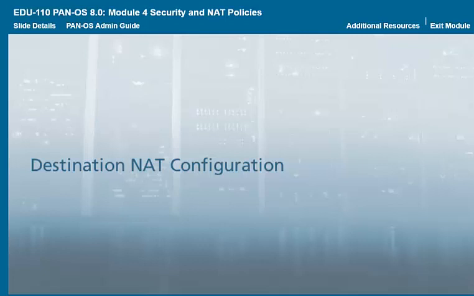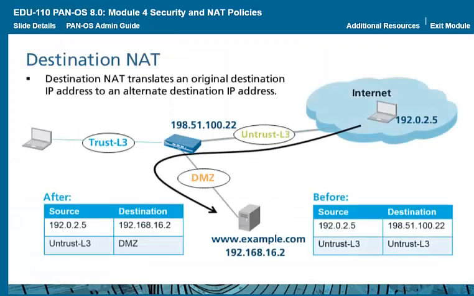Destination NAT configuration. Destination NAT, by definition, will change the destination address in the IP header of packets that match the NAT policy as they transit the firewall. Destination NAT commonly is used to make a server within a private network reachable from the public Internet.